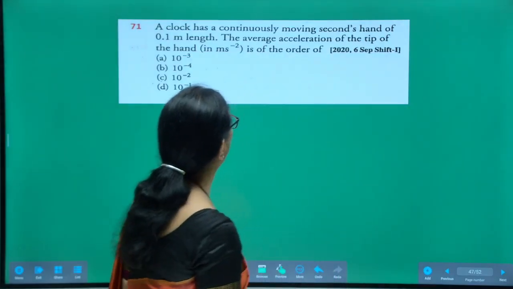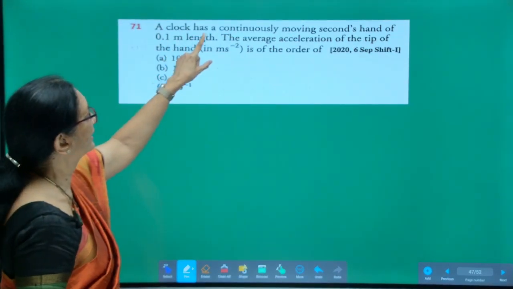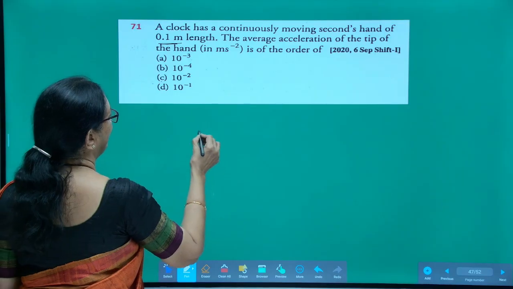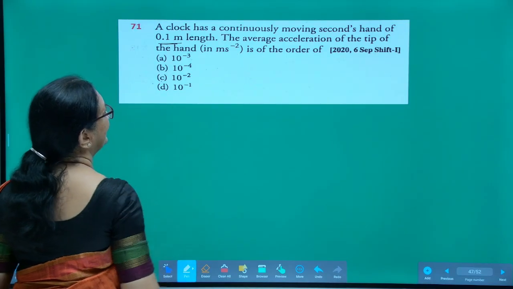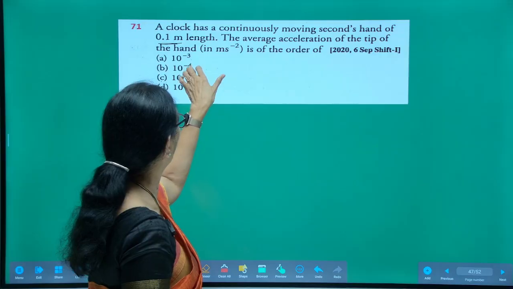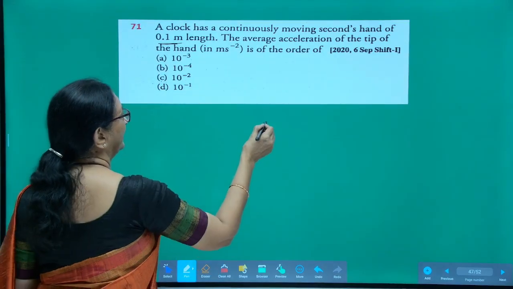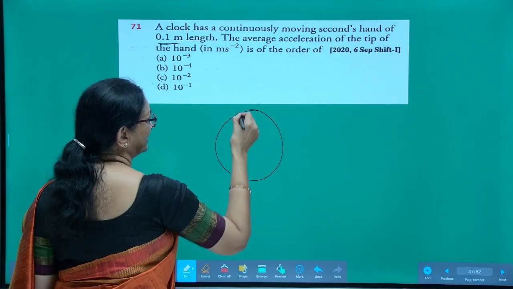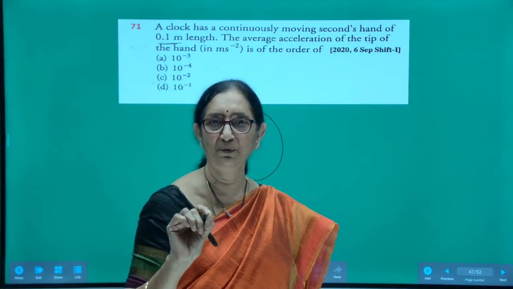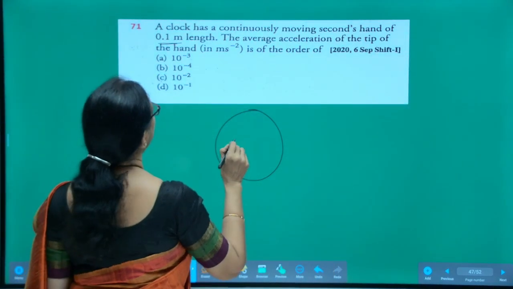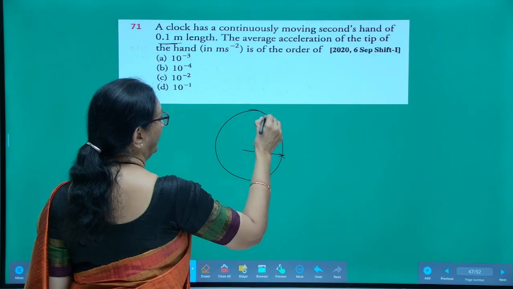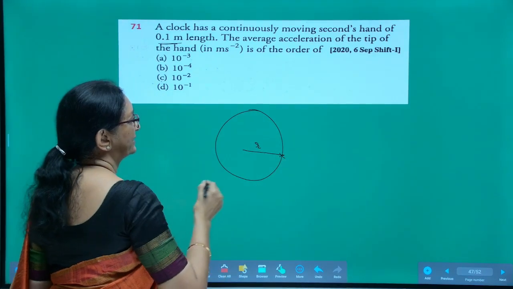Now look into this problem. A clock has a continuously moving seconds hand of 0.1 meter length. The average acceleration of the tip of the hand is of the order of, okay. So here we are worried about the motion of the tip of the seconds hand of the watch. See here, that seconds hand is moving in a circular path of radius r, like this. It is moving in this direction.